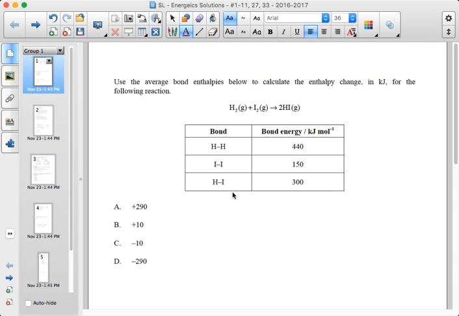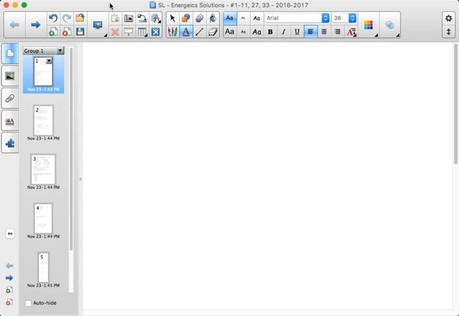All right, SL, this is our chance to go over some of these problems that we missed as a result of the assembly. Let's see how it works. Okay, so this is question number 1 in the packet, multiple choice. Use the average bond enthalpies to calculate the enthalpy change in kilojoules for the following reaction.